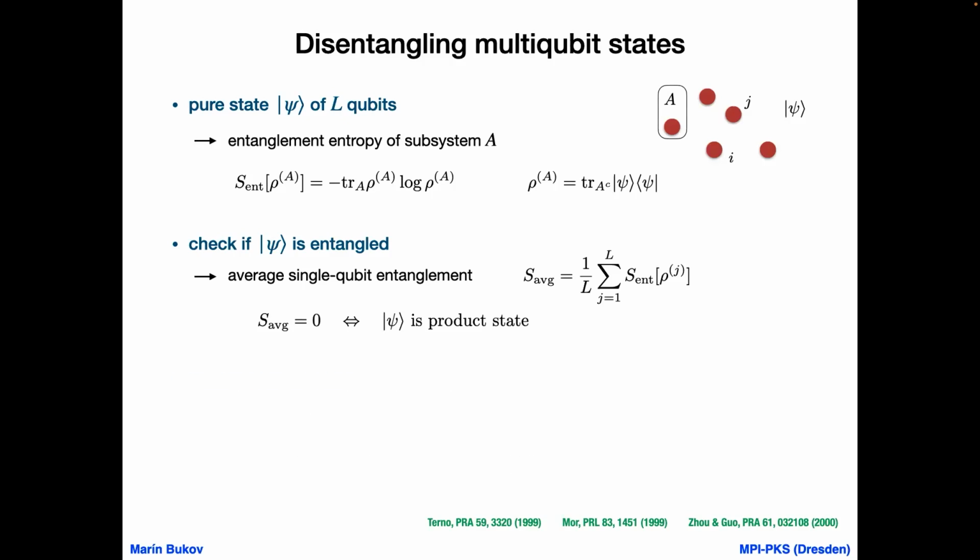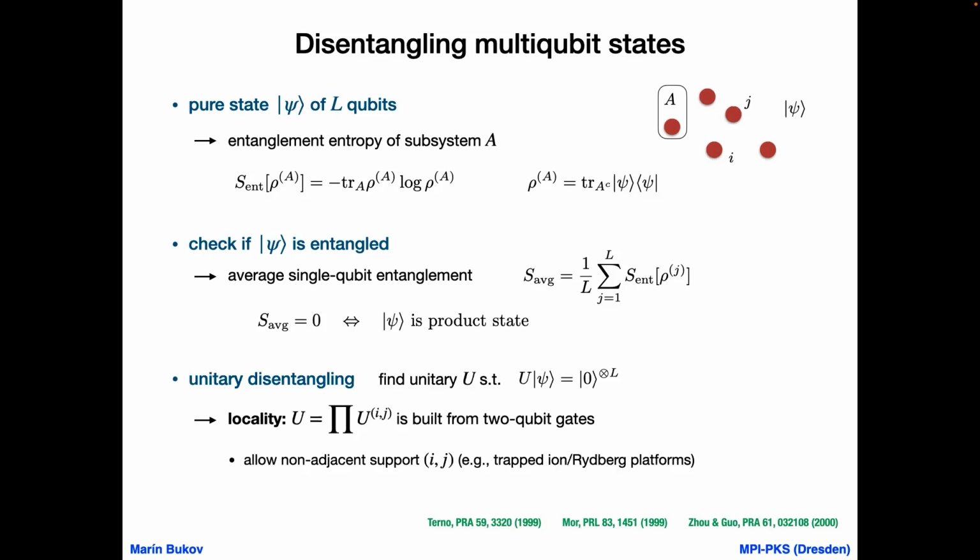So this is now a measure that we can use to check how entangled the state is. Now what we want to do is find a unitary U such that when we apply it on the state psi, we get the product state. However, we don't just want any unitary. What we want is a unitary which preserves locality. In other words, it's a unitary that is composed out of 2-qubit gates.